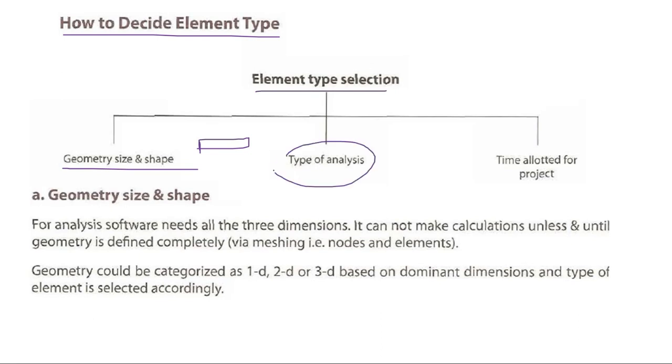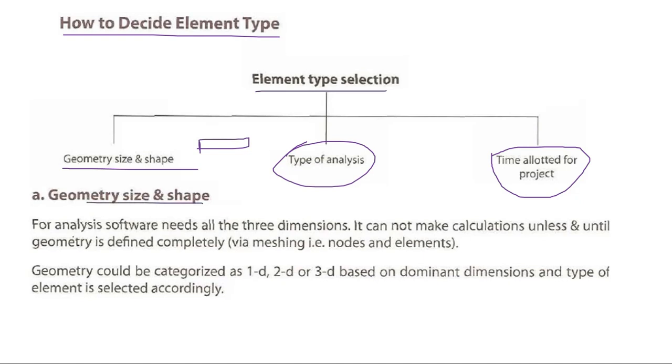Another one is the type of analysis. Which kind of analysis we are going to do, like linear analysis or non-linear analysis, or some thermal analysis, fatigue, crash analysis. Based on the different types of analysis, we also need to select the element type. And the third is the time allotted for the project. This is also important. We cannot go with a solid element everywhere. Somewhere we need to see how much time is required for solving the problem.